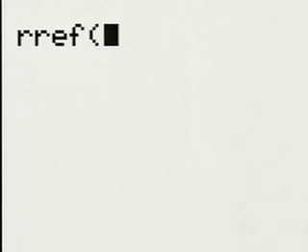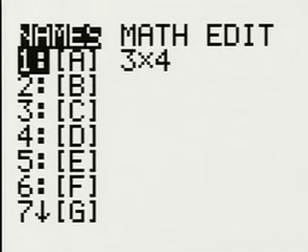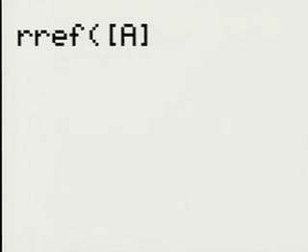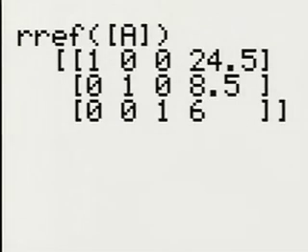Hit enter, and now it's asking us for the matrix that we want to reduce. We'll go back into matrix. The first entry here says names, so we're going to pick matrix number 1. That's the matrix we put our coefficients in. Close our parentheses and hit enter.